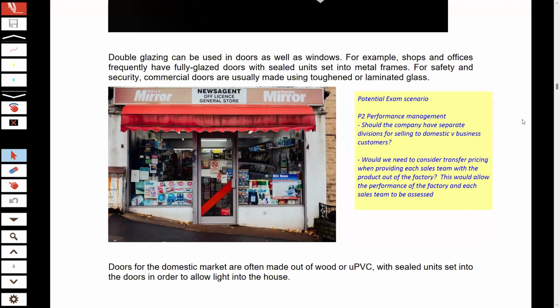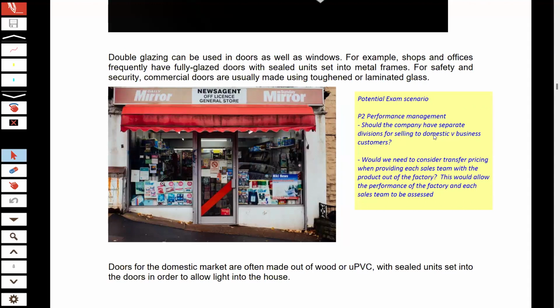But now I'm thinking, would we also need a separate division for the doors that we sell? Because again, this is potentially a different market. Potentially we are selling doors into the commercial market, for office blocks and shops. It's a different market. It's got a different structure to it. It's got a different requirement for safety. So if we were having different divisions, and I would do that if I was running this company, then we could start to think about P2 transfer pricing. Because if the factory is manufacturing these, at what price would it then transfer those to those different divisions?